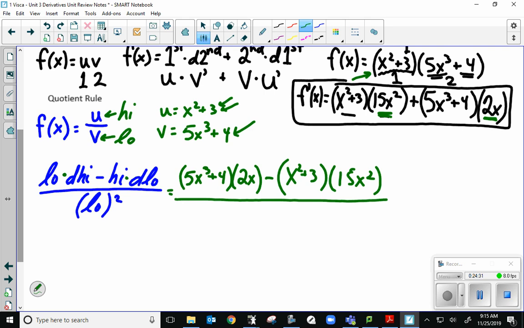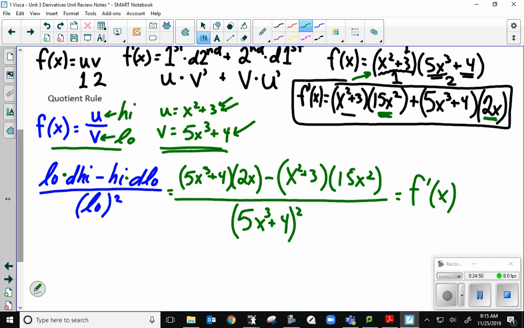V is the low, 5x cubed plus 4. Don't write it without the cube, because that looks like I'm just squaring the 4. I've got to square the entire thing. And that, my friends, is the derivative, the quotient rule of our original function f of x, given these things for u and v.